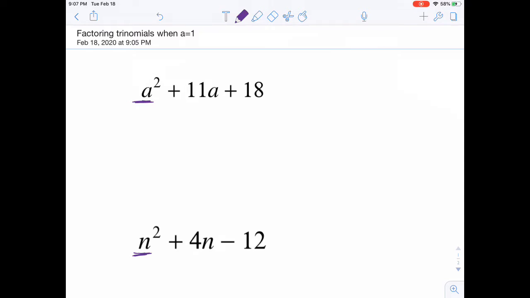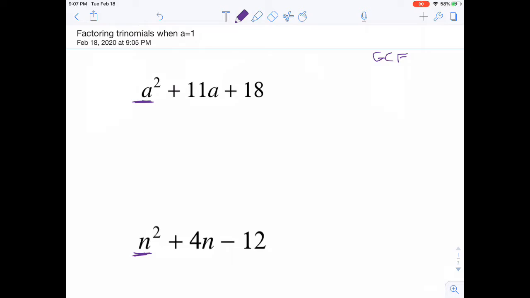So for this type of factoring, I would have already looked for a GCF. Okay, so there is no GCF here. I would have also gone through and checked to see if I could factor using difference of perfect squares, but these are not binomials, they're trinomials. So what I need to do is factor this trinomial here.